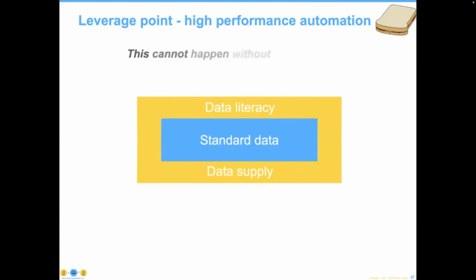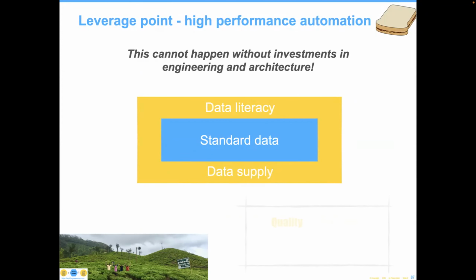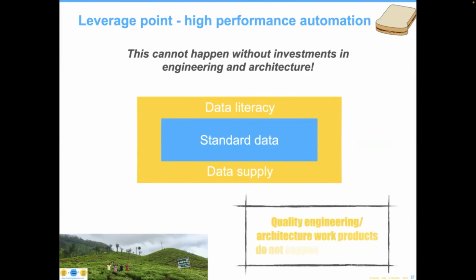And of course, you can't make something that works this well without investments in engineering and architecture. And those investments can be articulated very nicely. I had to go to a tree farm in India to see, behind the cash register, the following statement. It's a Deming quote, of course: quality engineering and architecture work products do not happen accidentally. I just thought that was so wonderful to discover.